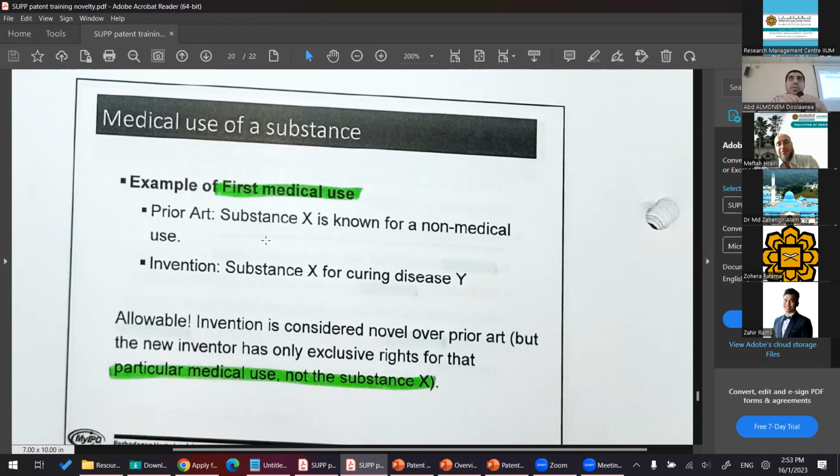I think one example here is the anti-malaria drug. If it's known already, but not known for medical use, and suddenly they found it is used for anti-malaria, they can patent that use.